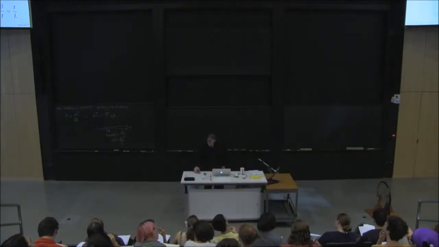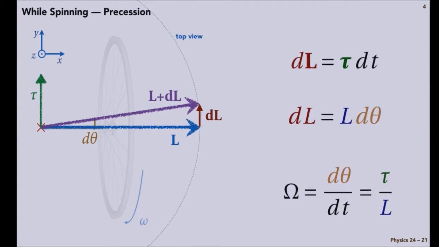So this expression here says what's going to drive the precession is a torque. You take away the gravitational torque, it doesn't want to rotate around. That makes sense. It's the gravitational torque which is causing the change in the direction of the spin angular momentum.